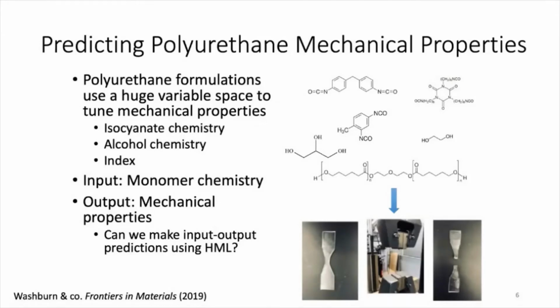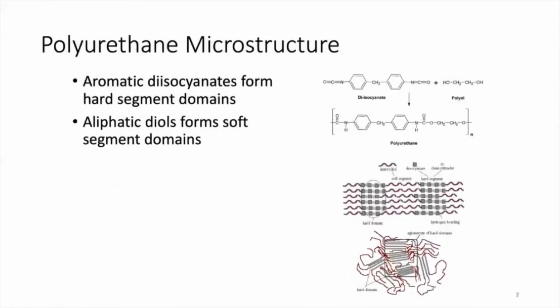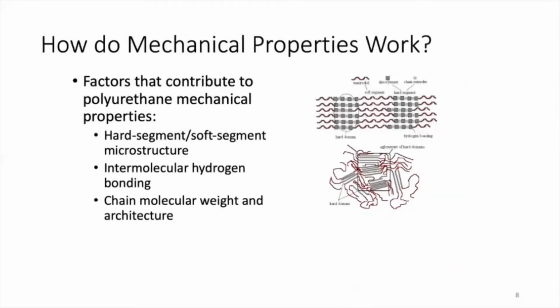And so we wanted to develop a model where we could predict the mechanical properties using hierarchical machine learning. So in HML, we have to answer the question, how does this property work? In the case of polyurethane mechanical properties, they're really driven by the microstructure. So there are three main contributions to this.